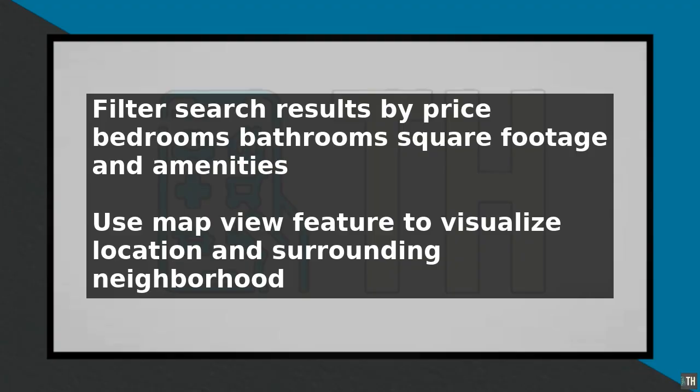You can filter your search results by price, number of bedrooms and bathrooms, square footage, and amenities such as a pool, gym, or parking. Use the Map View feature to visualize the location of each property and get a sense of the surrounding neighborhood. You can also use the photos and virtual tours to get a better look at the interior and exterior of each apartment.